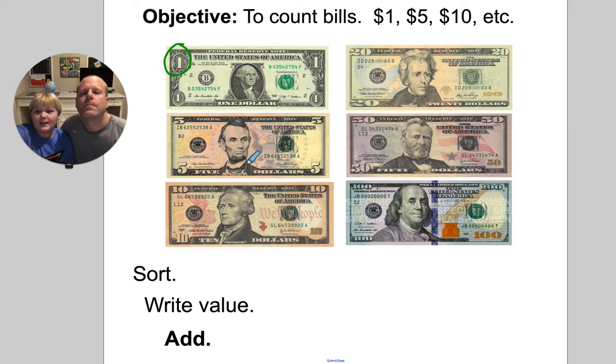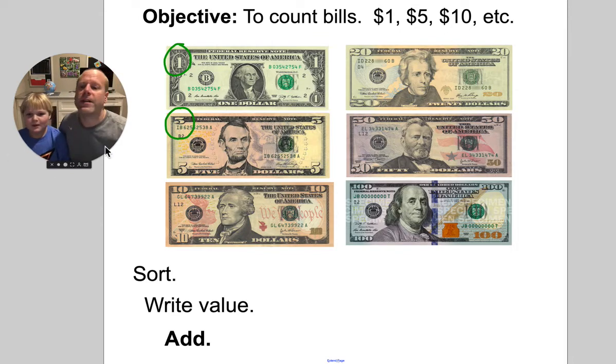All right, let's go down to here. Who's this guy? This is Abraham Lincoln, and it looks like there's a 5, so that means it's $5. When you're counting these bills, you're going to skip count by 5. 5, 10, 15, 20, 25, 30, 35, 40, 45, 50.